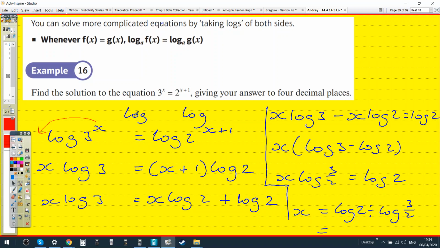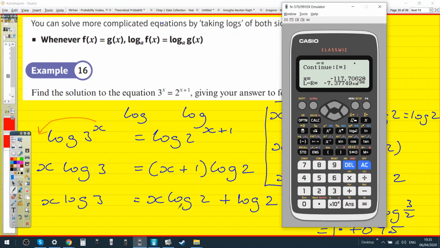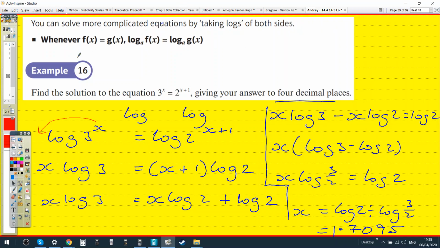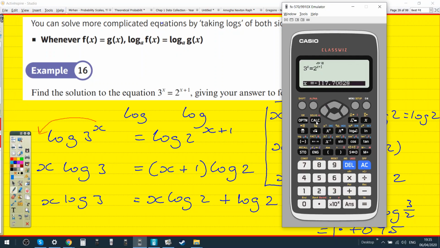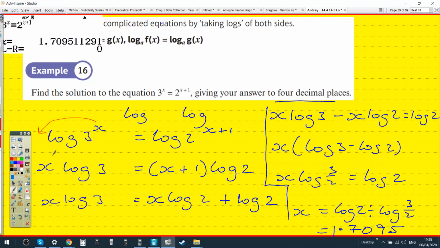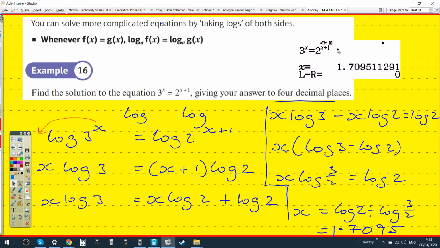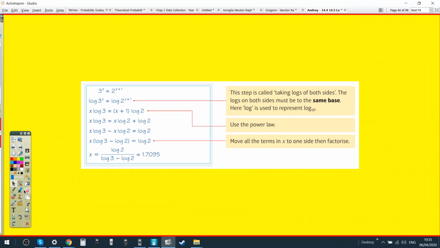I got 1.71. Wait, how many decimal places? 4, sorry. So I got 1.7095. And I should have saved. Let me go back to my calculator. Shift solve. I went with lucky 7, and lucky 7 got me an answer. So it just depends on your initial value. You can get lucky. There we go.